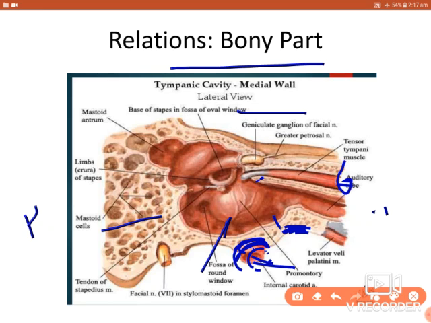Here this forms the superior relation: tensor tympani and this bony projection. Then here the thin plate of bone forms the inferior relation. Then laterally we will get the tegmen tympani.